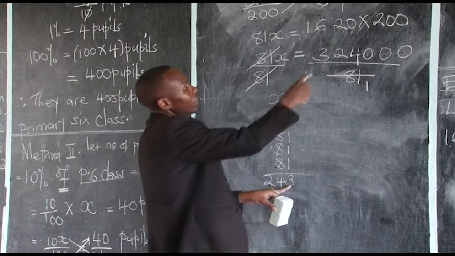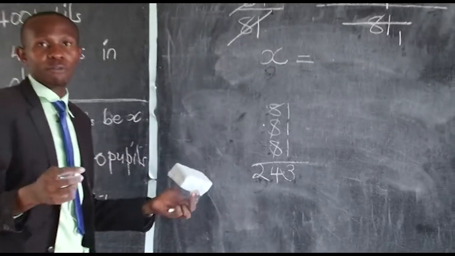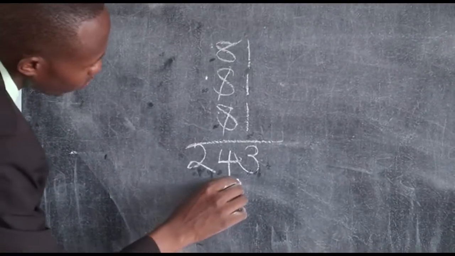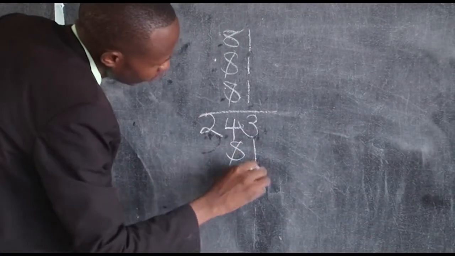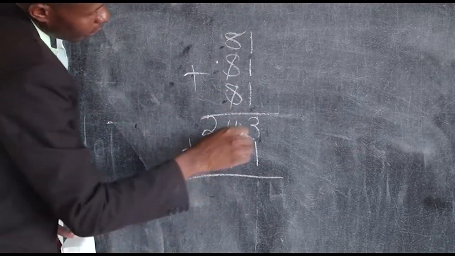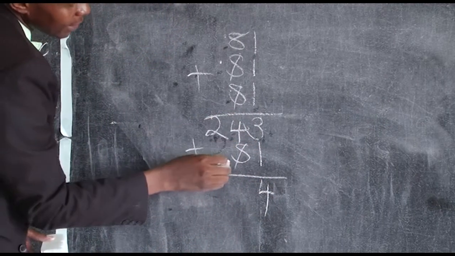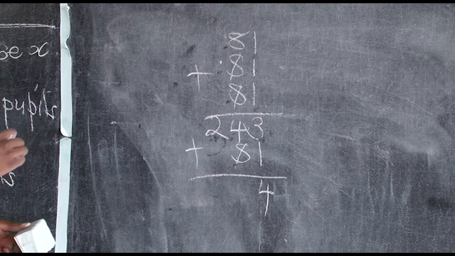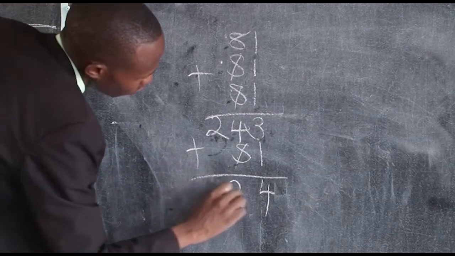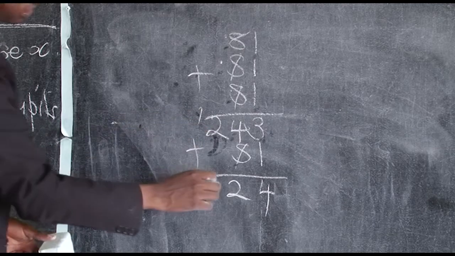243 is less than 324. So let's add another group of 81 and see if we can come out with what we want out of 81. We can add this. 3 plus 1, we shall have 4. 4 plus 8, we shall have 12. 12, we shall write 2, we regroup 1. When we regroup 1 here, we shall say 1 plus 2 is equal to 3.